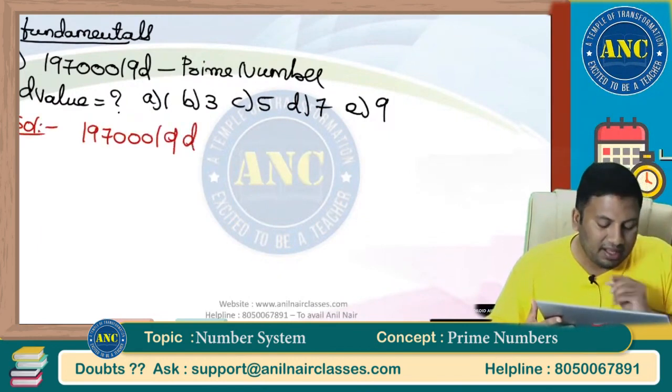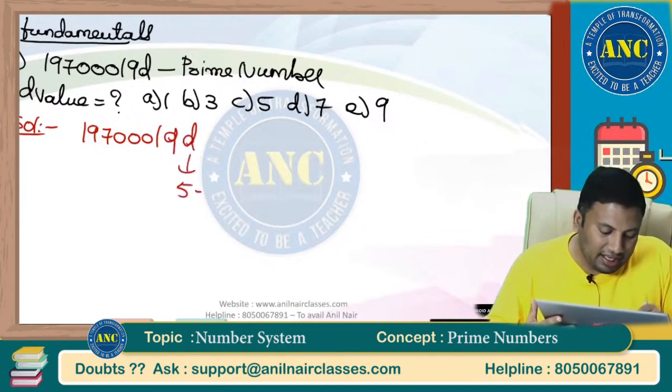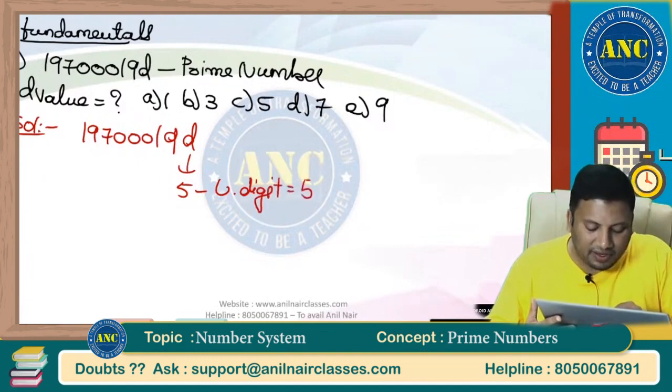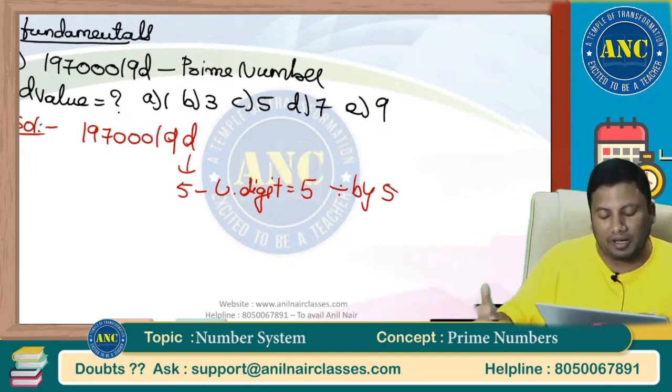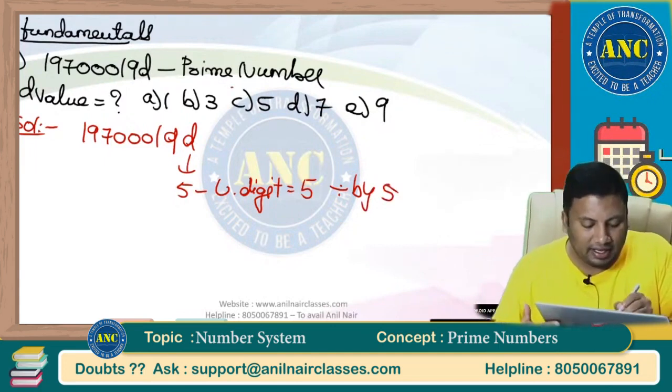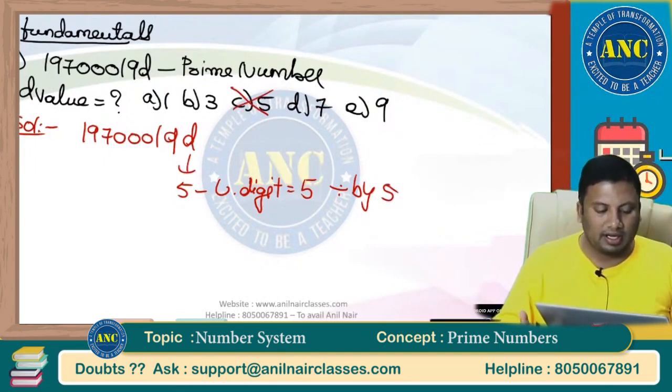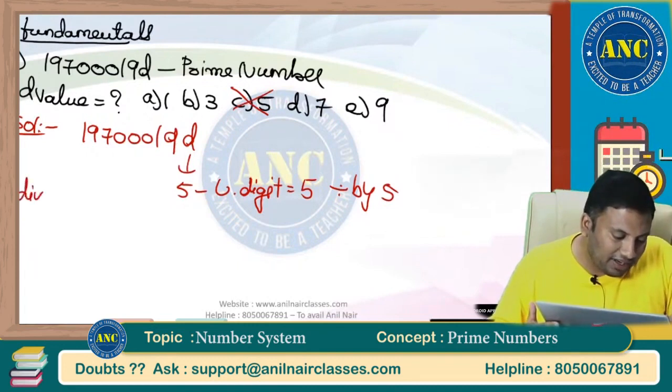197000019D. If D is 5, if the unit digit is 5, the answer will be divisible by 5. Any number divisible by 5 will become a multiple of 5. So it is a composite number. It is out. Next, let me take the divisibility rule of 3.